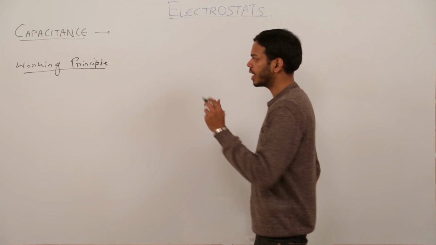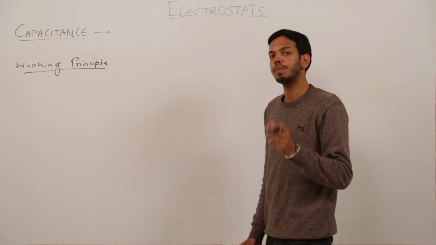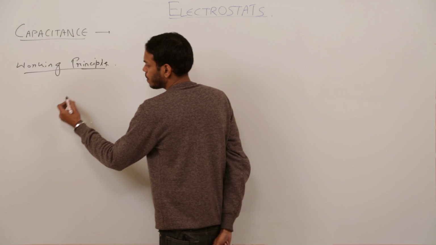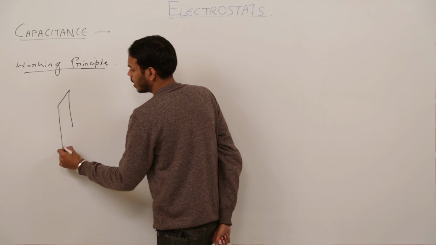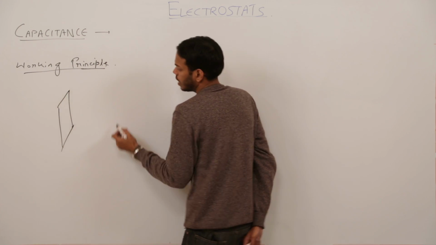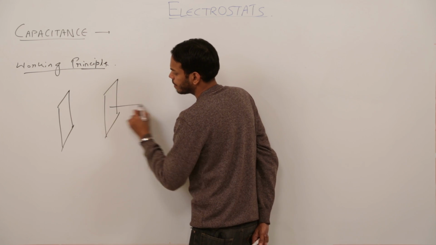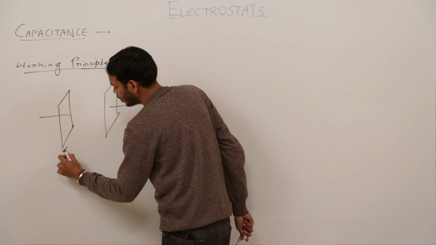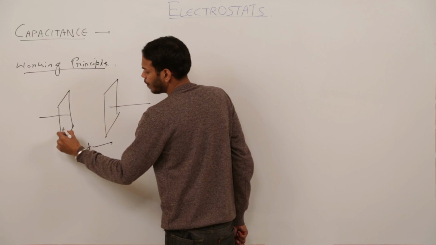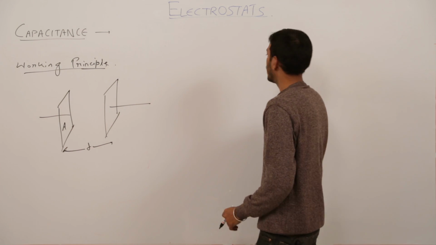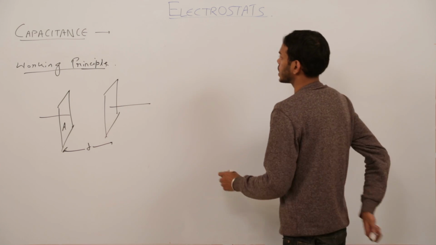Once we know the working principle behind the parallel plate capacitor, there must be some formula to find the capacitance of this parallel plate capacitor. Consider these to be my two parallel plates. The distance between them is d and the area of each plate is A. I want an expression for the capacitance.